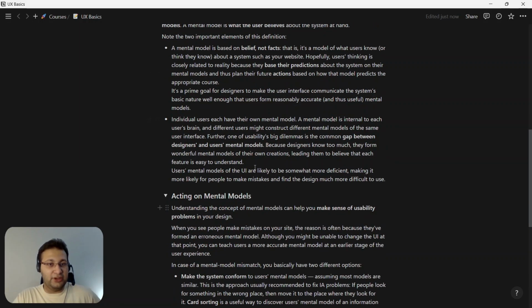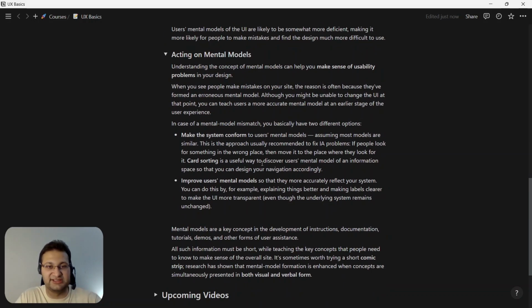So when you appreciate the distinctness of designers' and users' mental models, then you need to act on these mental models as well, right? Understanding the concept of mental models can help you make sense of usability problems in your design. When you see people make mistakes on your site, the reason is often because they have formed an erroneous, incorrect mental model in their mind.